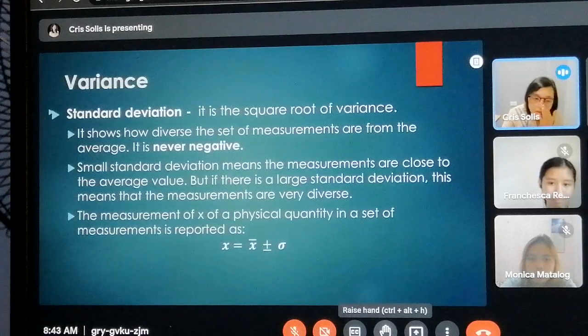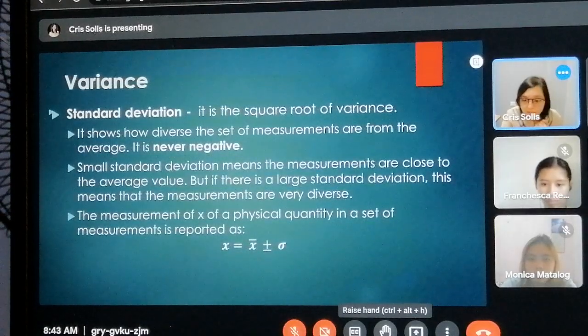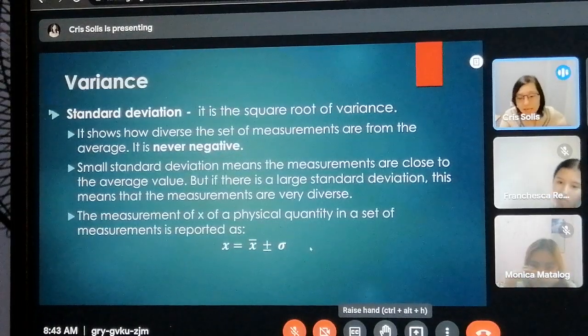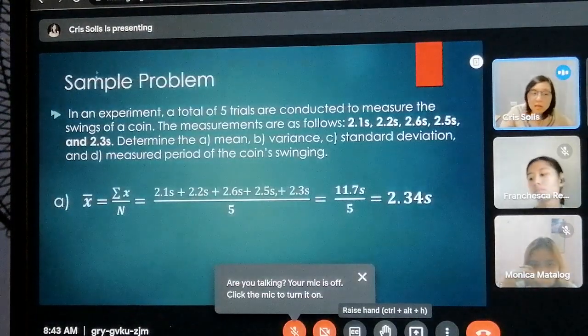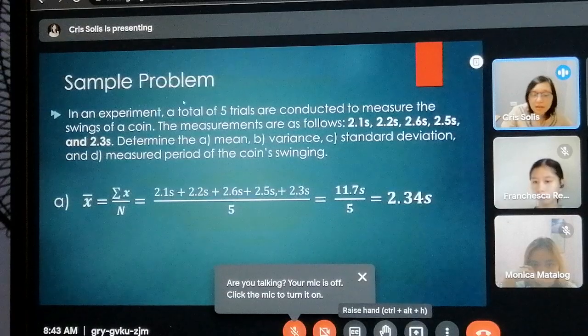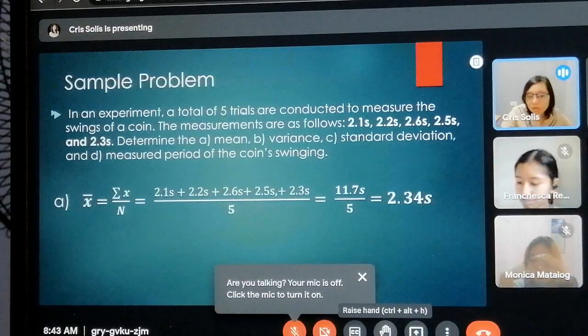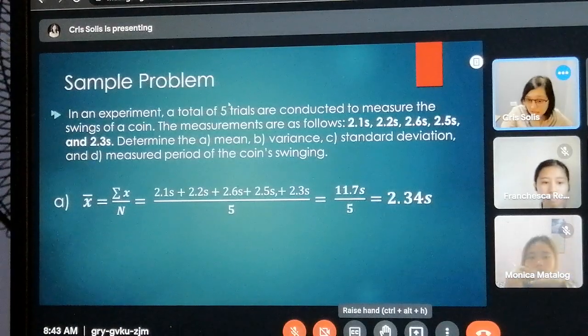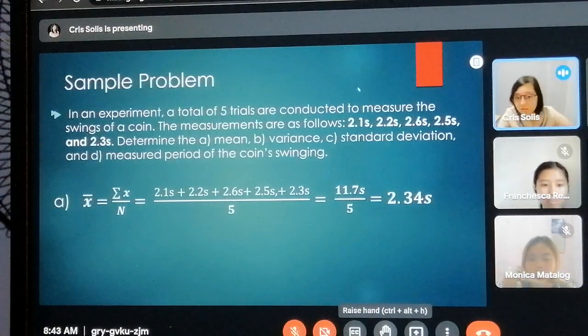Paano po siya? Nakakalito na, ang dami pong formula. Pagsama-samahin na natin silang lahat through example. So here, in the example, you have an experiment with a total of 5 trials. So you already have your n. 5 yan. Conducted to measure the swinging of a coin. The measurements are as follows.